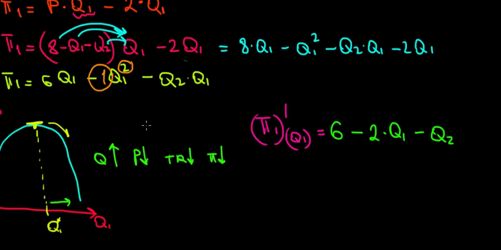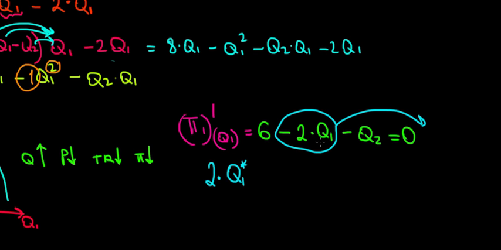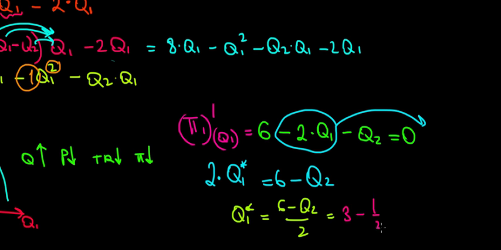The derivative has to be equal to 0, because the slope is flat at that point. What we're interested in is the optimal quantity of the first company, the one that maximizes his profit, so let's take it to the other side. We will have 2 times the quantity of the first company equal to 6 minus Q2. Now if we divide both sides by 2, the quantity of the first company is equal to (6 minus Q2) divided by 2, and that's equal to 3 minus a half Q2.